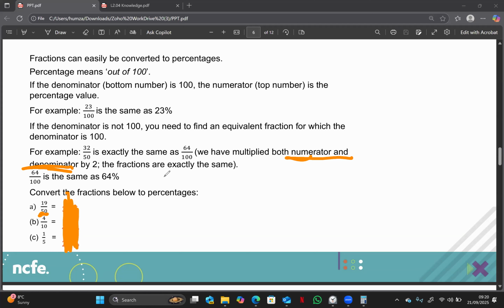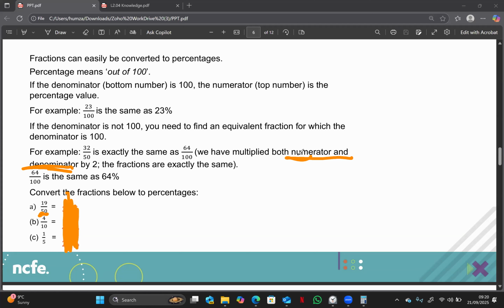So what would we do to the top number as well? 50 times 2. Look at what I've underlined above. We have multiplied both the numerator and denominator. So what would we do here?